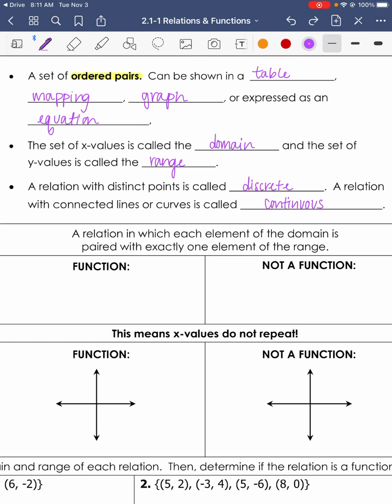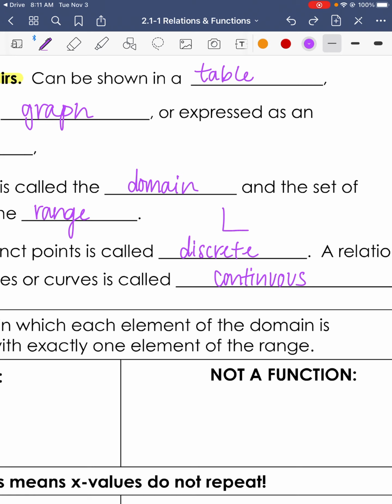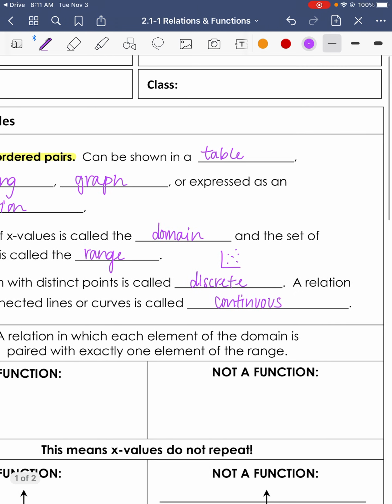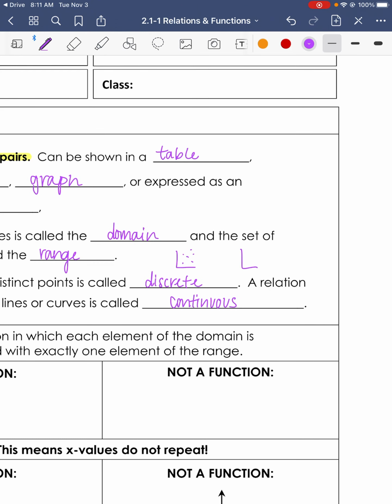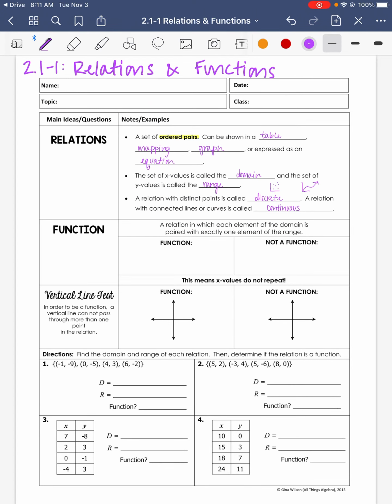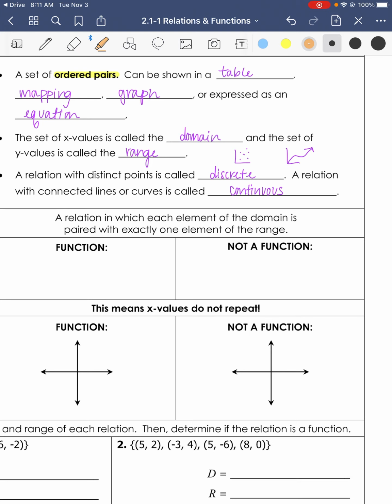And a relation with distinct points is called discrete, and a relation with connected lines or curves is called continuous. So a discrete relation would be something like a scatter plot. And a continuous relation would be something like a graph, like that. Like a smooth line.